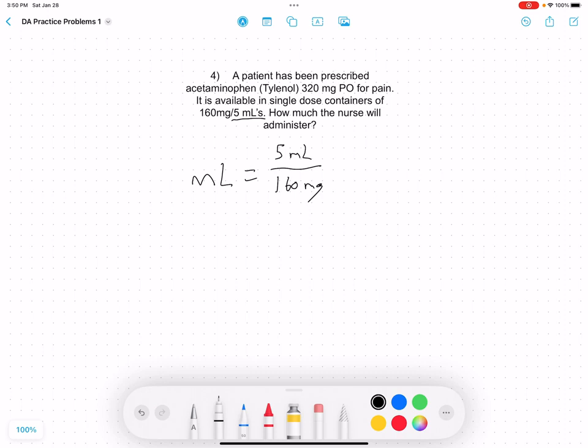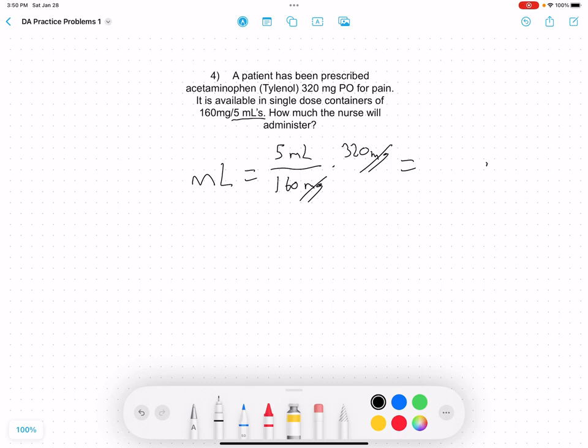So we have our milliliters, we have our milligrams, and now our next step, we need to cancel out those milligrams. And in our question, we are given milligrams: the order for 320 milligrams PO for pain. So we can go ahead and set up our next fraction. To cancel out the milligrams at the bottom, we have milligrams at the top, and we have that 320 milligram option. All right, so we can go ahead and do our math since we know that these milligrams cancel out, and we're left with the milliliters as our final answer.